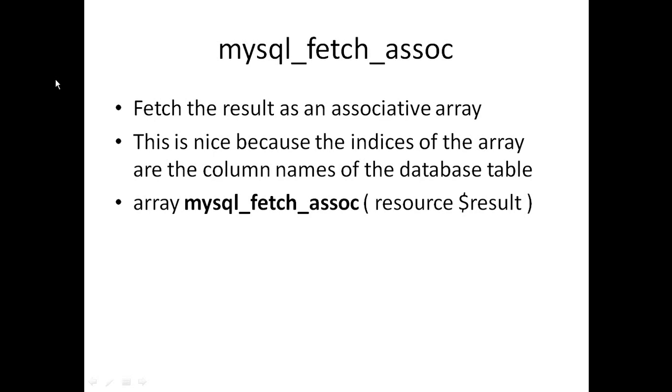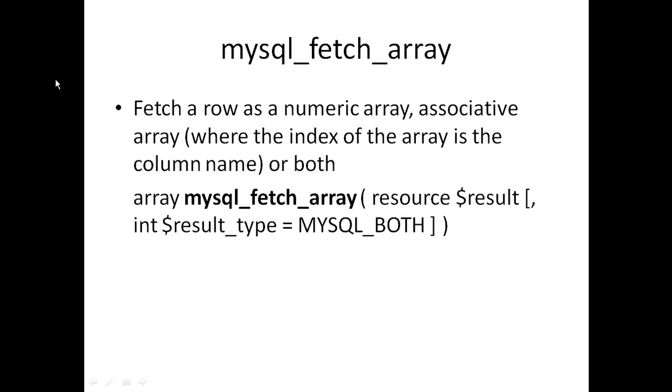You're calling it by column name. So that's all fetch_assoc does. mysql_fetch_array, on the other hand, gives you the option to pick one or the other or both. You can fetch the row as a numeric array, an associative array, where the index of the array is the column name, or both.